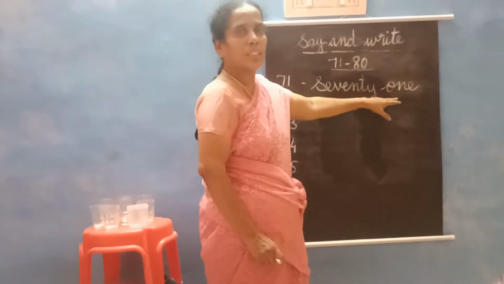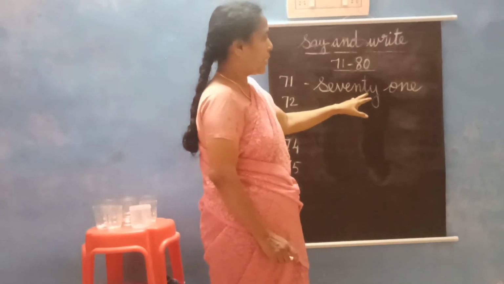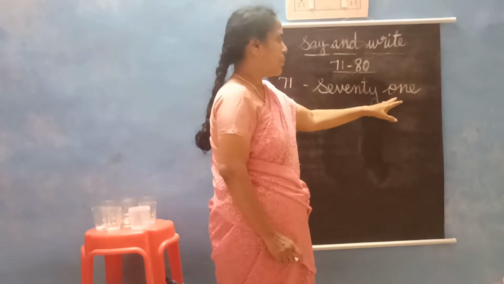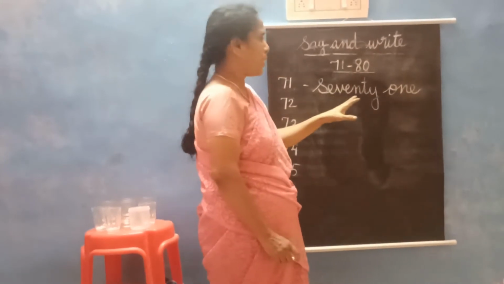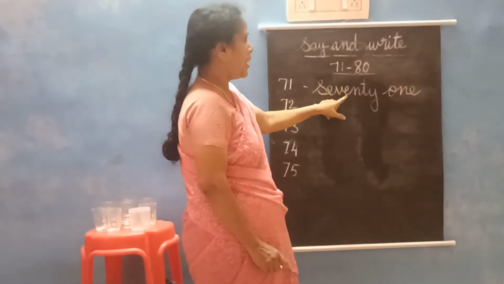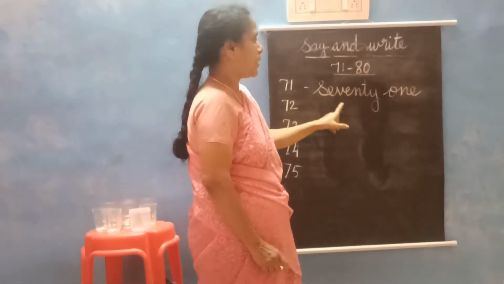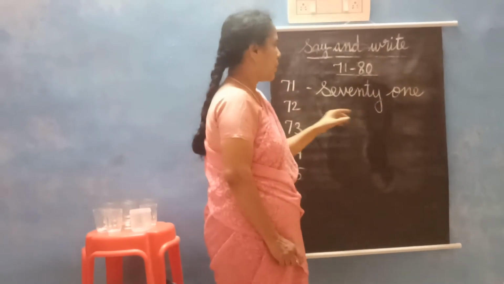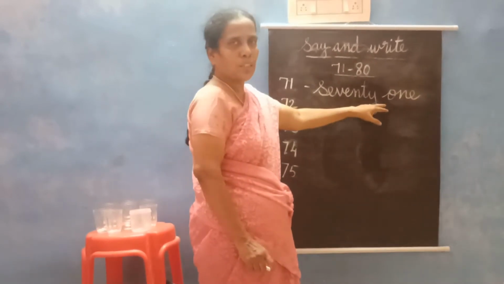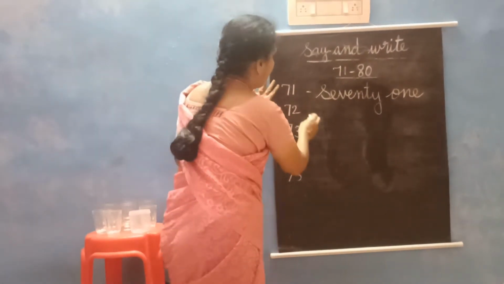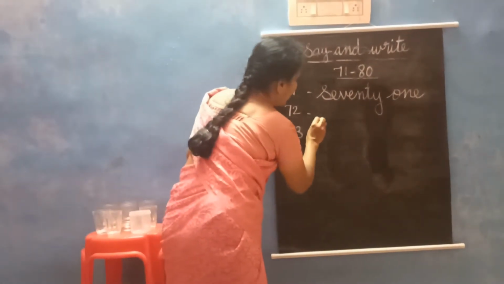7 and 1. In the 7 place, if you add TY, then 70 will come. The 1, you all know the number name. ONE, 1. Okay, if you write like that, it will be easy. SEVENTY 71. ONE 1, 71. Now you got the number name 71. Again, 72.